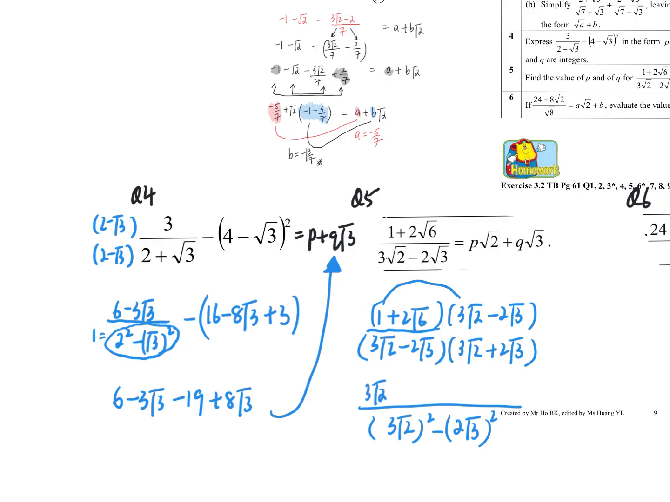Wait, Miss Wong, shouldn't this all be a plus? Where? The top, it should be a plus, not a minus. The conjugate pair should be a minus, plus. Oh, this one. Okay. Oh, nice catch. Okay.